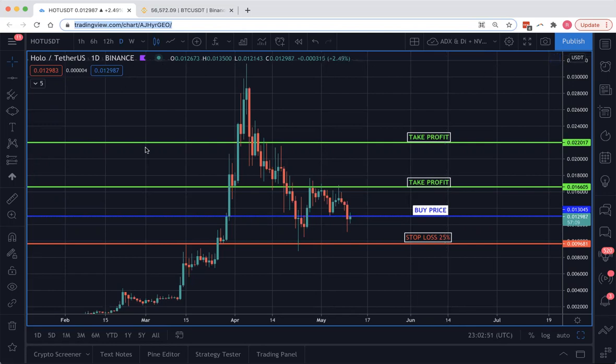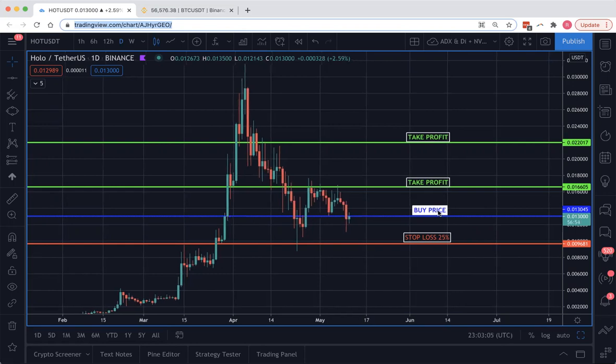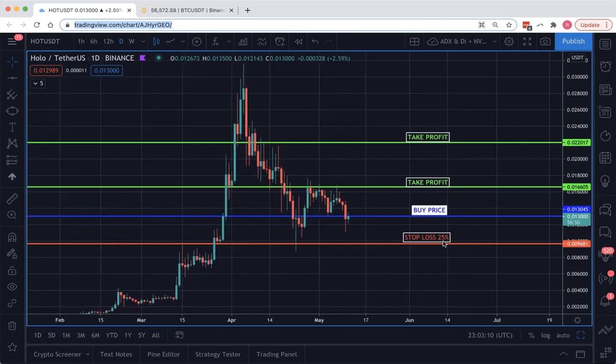We use TradingView to set up all of our trades. As you can see now, we've got HOT USD, and this is what you would receive on the Telegram group: a buy signal with a buy price, which is the blue line, a stop loss, which is the red line, and either 1 or 2 green take profit lines.